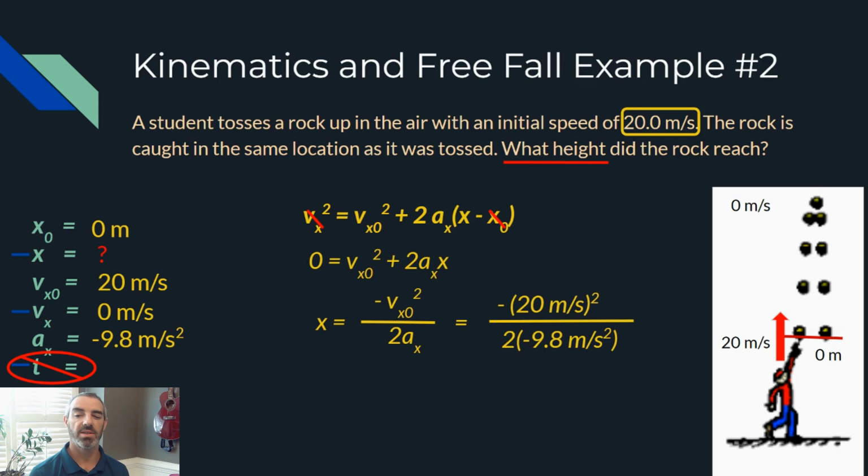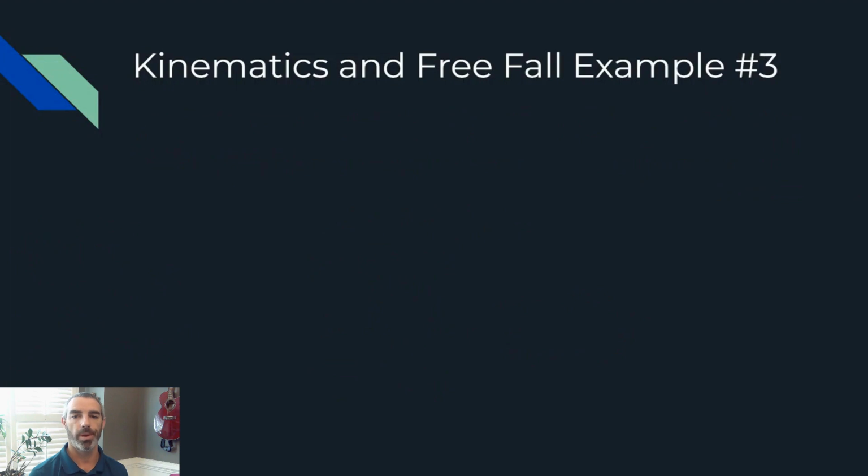So seconds squared are going to cancel out with seconds because they're squared at the top. And the meters are going to cancel out on the bottom with one of the meters on the top. So we're still squaring the meters as well. So we're going to be left with meters, which is a unit for position, which is what we want. So when we do our calculations, x is equal to 20.41 meters. That means the rock is going to reach the highest point of 20.41.